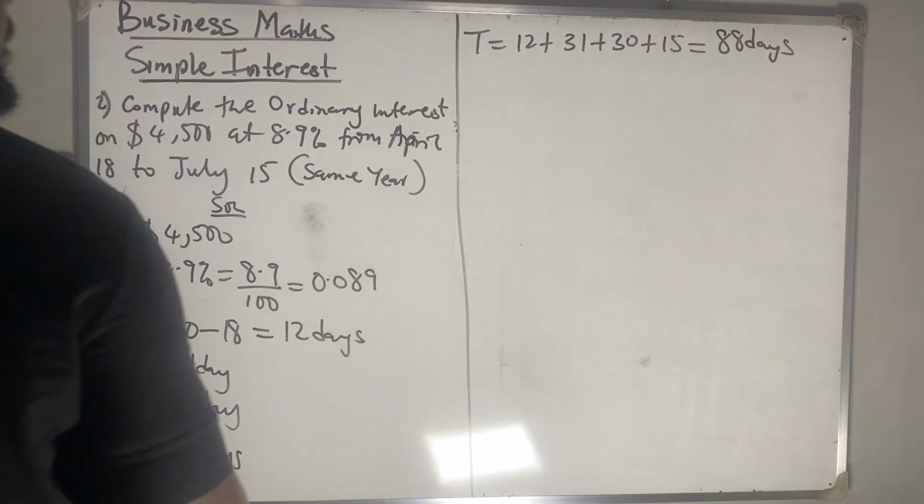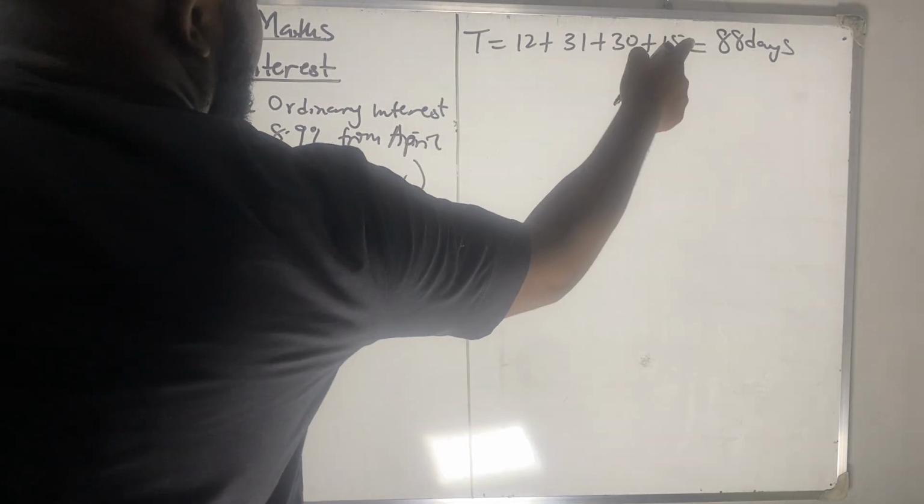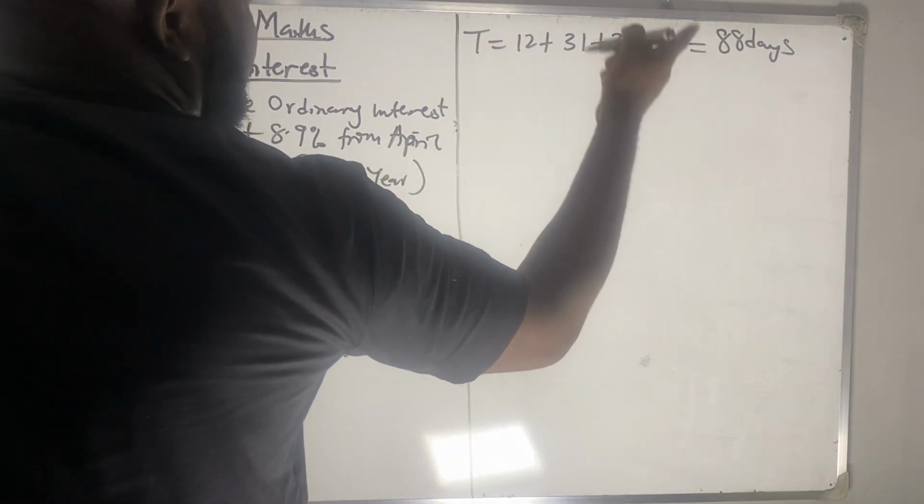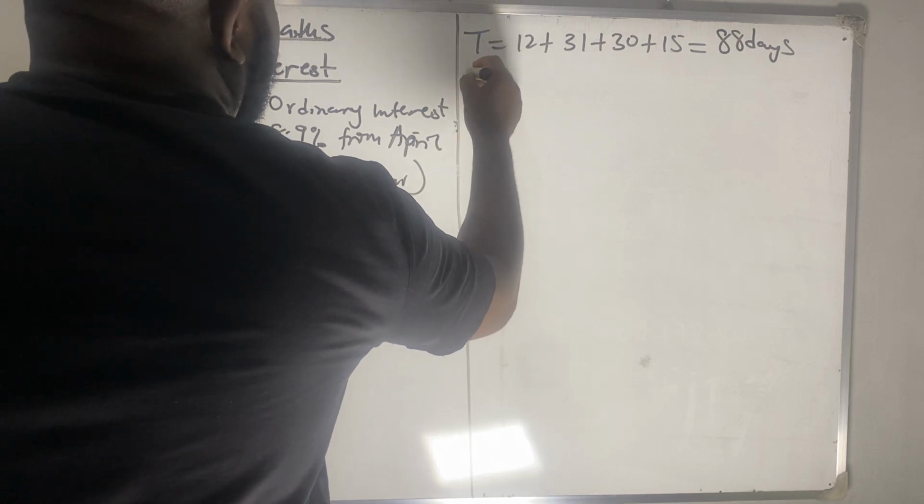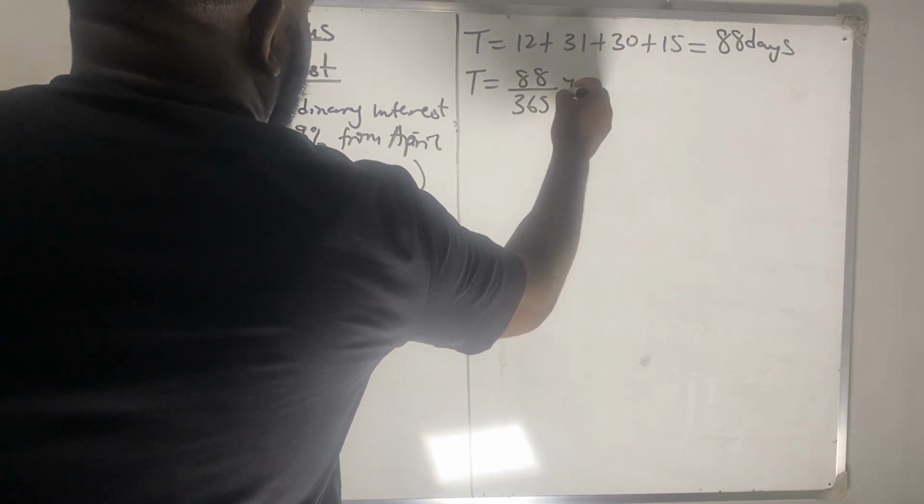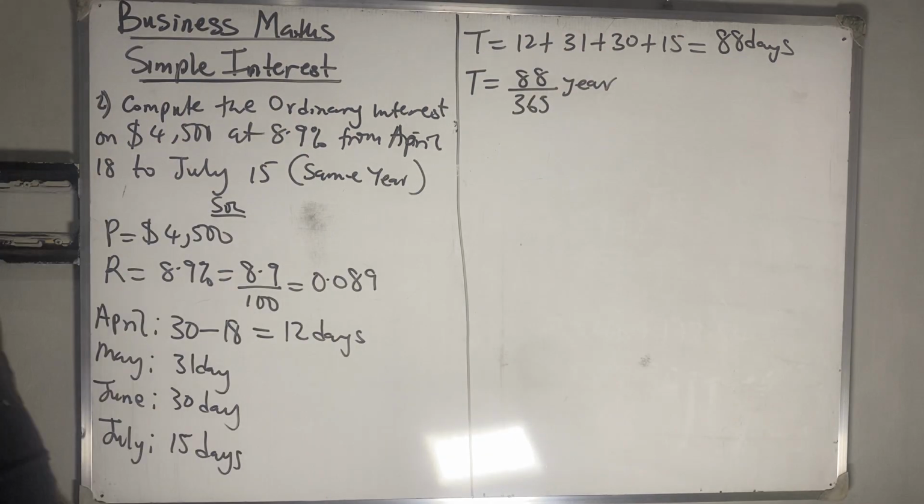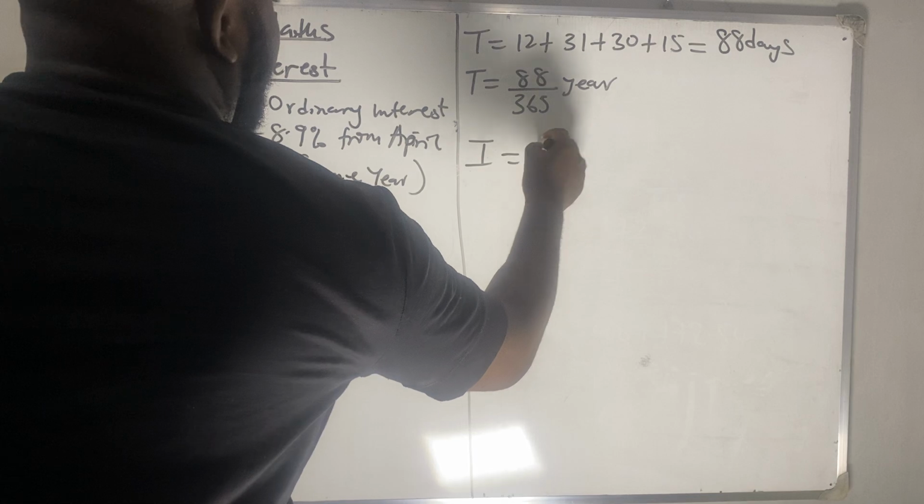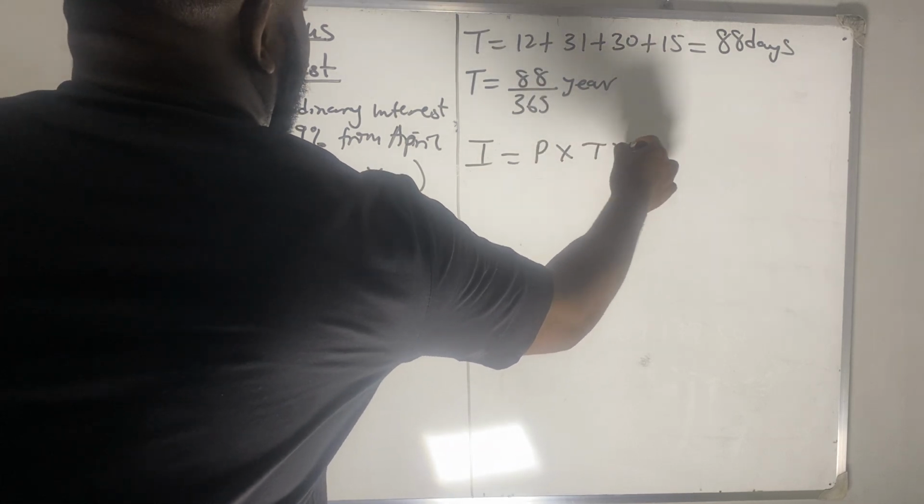Having this, I'm going to convert it to years by dividing by 365 days to make 1 year. So therefore my time will now be 88 divided by 365 in years. That is how to convert it to years. So I can now find my simple interest. My interest will now be what? P times T times R.